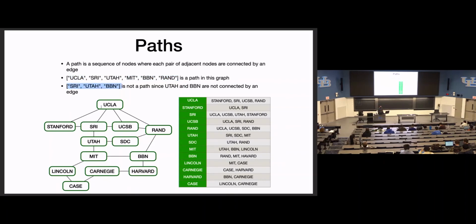As a counterexample, SRI to Utah to BBN is not a valid path in this graph because there's no edge between Utah and BBN. So this is the idea of a path. And the length of a path is the number of edges in the path, or rather the number of nodes minus 1. So if this is your path, you have a list. You would take the length of this list and subtract 1. That's the length of that path.